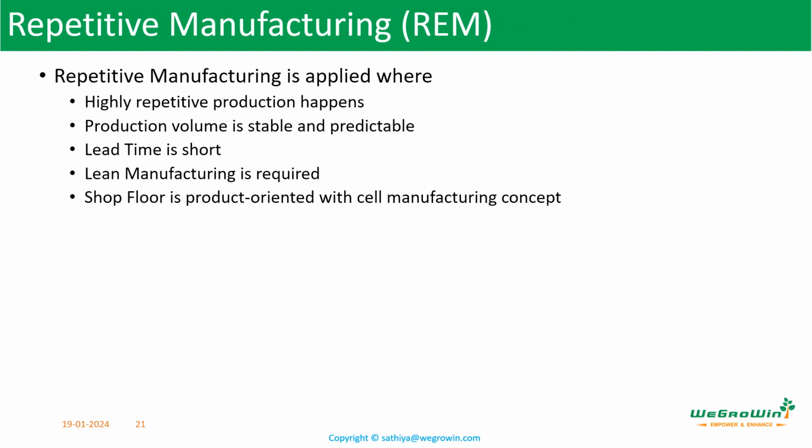Repetitive manufacturing (REM) is the interval-based and quantity-based creation and processing of production plans. With REM, a certain quantity of stable product is produced over a certain period of time. Repetitive manufacturing is applied where highly repetitive production happens, production volume is stable and predictable, lead time is short, lean manufacturing is required, and the shop floor is product-oriented with a cell manufacturing concept.